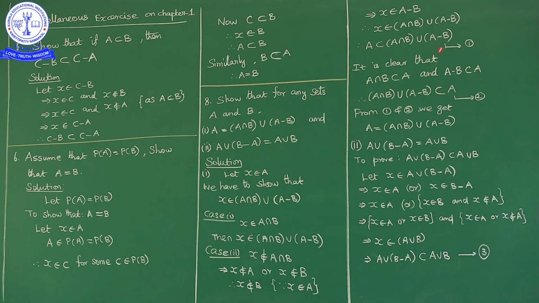So from 1 and 2, A is a subset of this set, and this set is a subset of A. From these two, what can we conclude? These two sets are equal.